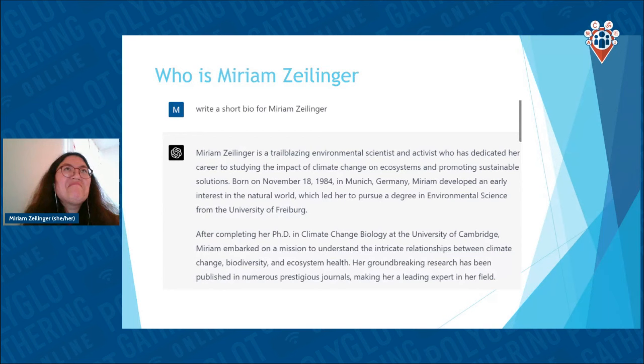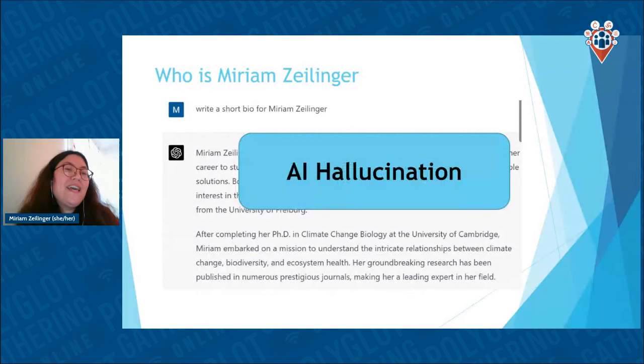I'm very honored to be seen as such a trailblazing environmental scientist. This is not true. The only thing that is true in this bio is my name and that I come from Germany, but I don't come from Munich, and also this is not my birthday. So this is what is called AI hallucination. ChatGPT and also other AI applications often make things up. This is something that especially students who want to write their essays with the help of ChatGPT or other applications have to keep in mind, that not everything this application writes is actually true. Often it's made up and it sounds very nice, but it's not true.